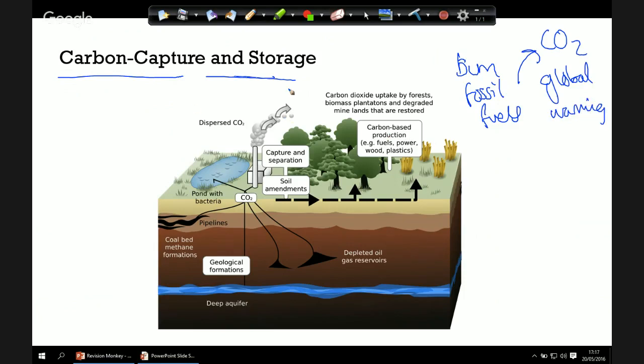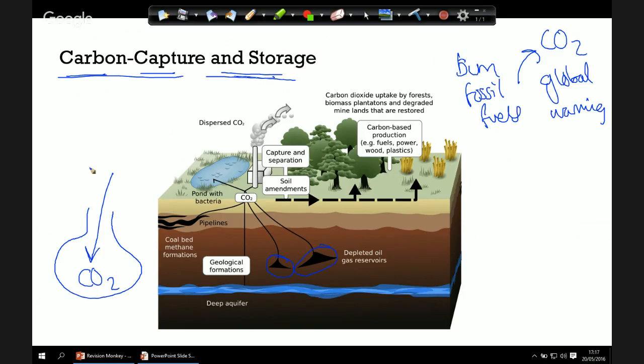So the idea of carbon capture and storage is that once you've taken oil or gas out of the ground, so far underground, you'd end up with an empty chamber underground. So what scientists are trying to do now is fill this chamber with carbon dioxide. So, carbon capture and storage.